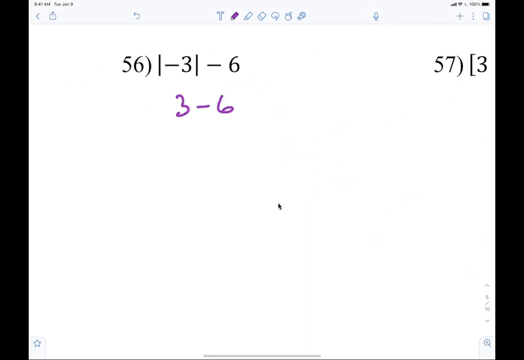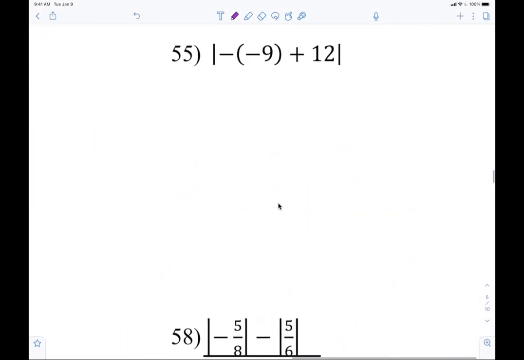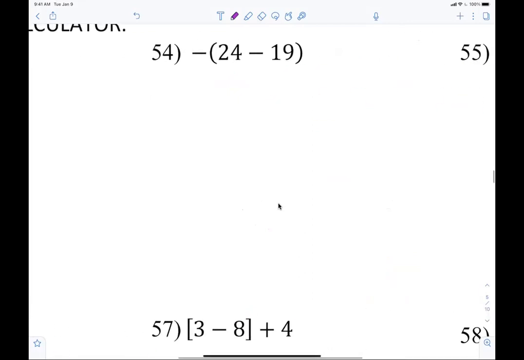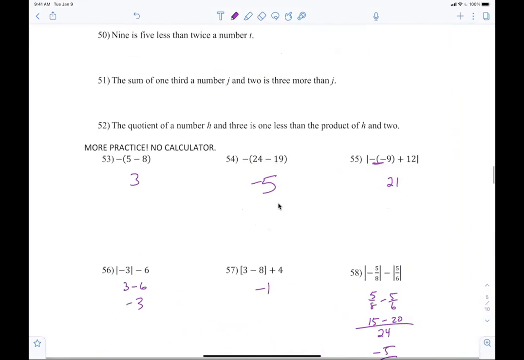Over here, absolute value of negative 3. 3 minus 6. All righty, we're on a roll now. Let's continue this. 2 negatives make a what? 9 plus 12. Absolute value of 21. Over here, 24 minus 19. But there's a what out in front? Negative 5. All right, 5/3. 5 minus 8. 3. Final answer, 3, because there's 2 negatives. Yes. All right, I'm happy with that.